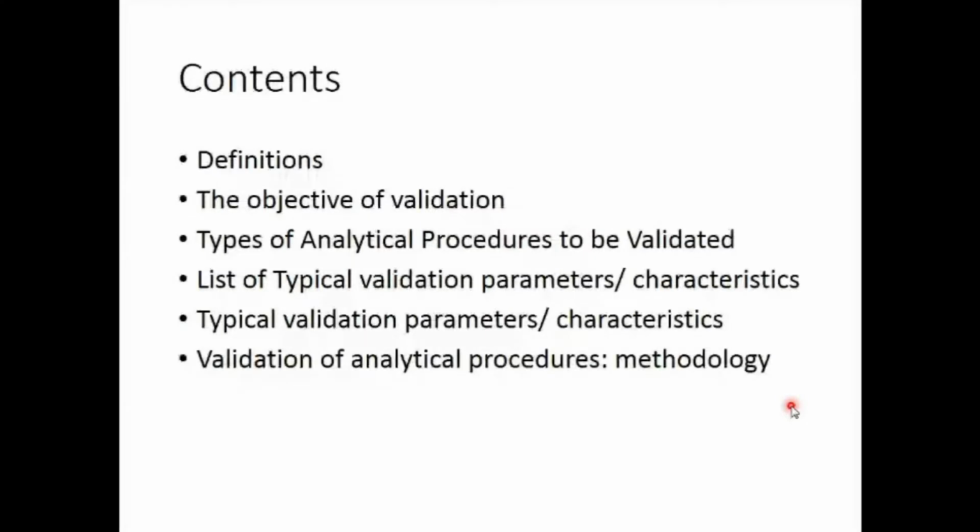Contents of the chapter: we are going to see certain definitions. Then we will see the objective of the validation. Then types of analytical procedures to be validated, that is, what type of procedures are to be validated. Then a list of typical validation parameters or characteristics. Then after that, we will see validation of analytical procedures and its methodology. So this will be the flow of this chapter.